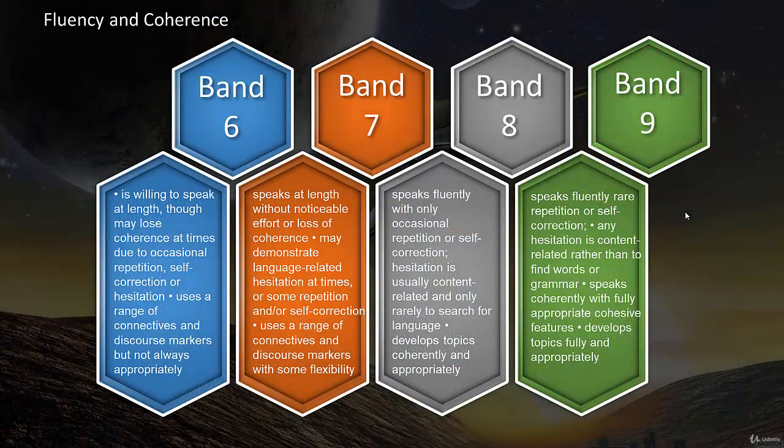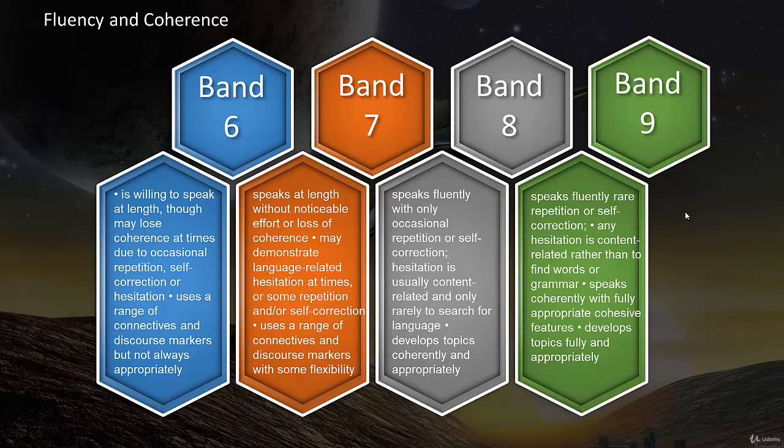Now, here is something directly from the rubric, and it's really important that you know what the difference is. If you're getting a 6 in terms of fluency and coherence, that means that sometimes you lose coherence. The reason why is because there's occasional repetition, a lot of self-correction, or you're using a lot of connectives and discourse markers, but not always using them correctly.